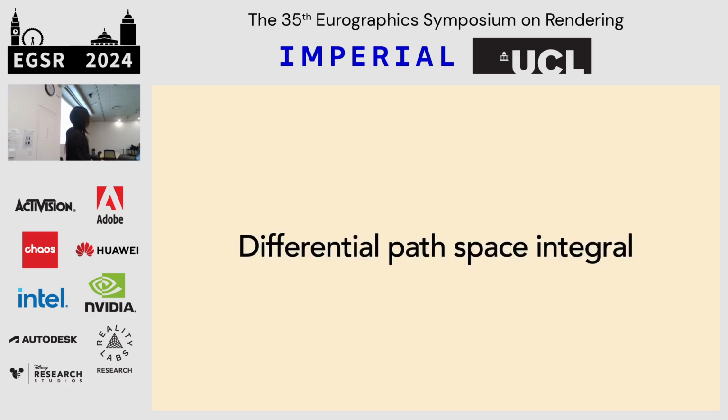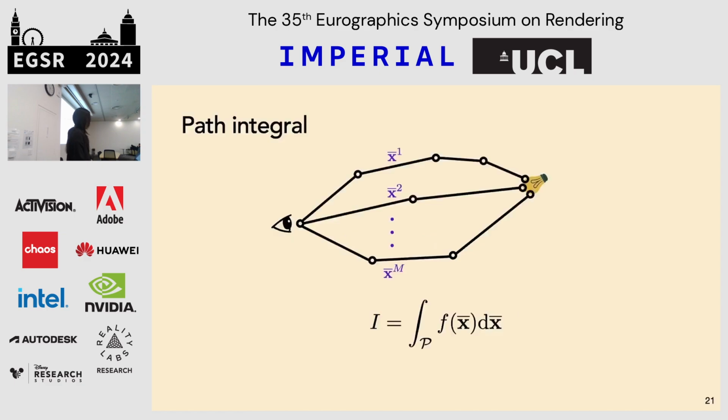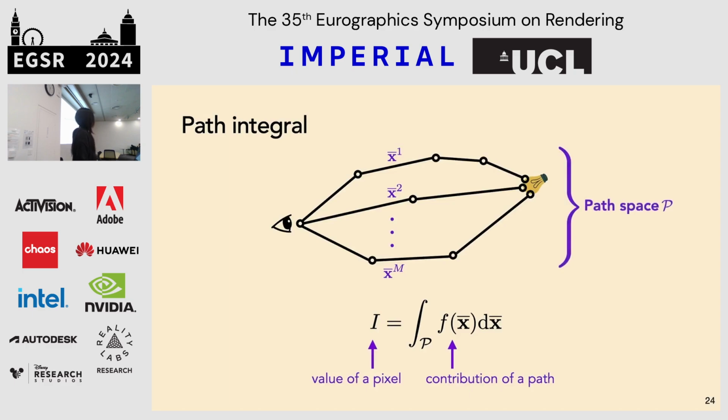Now I will go over our new theoretical formulation, which we will later use to derive our new path sampling method. We start with the path integral formulation of standard light transport. Under this formulation, the value of a pixel at the camera is an integral of contributions from all paths connecting the camera with the light sources. We call this set of paths the path space.